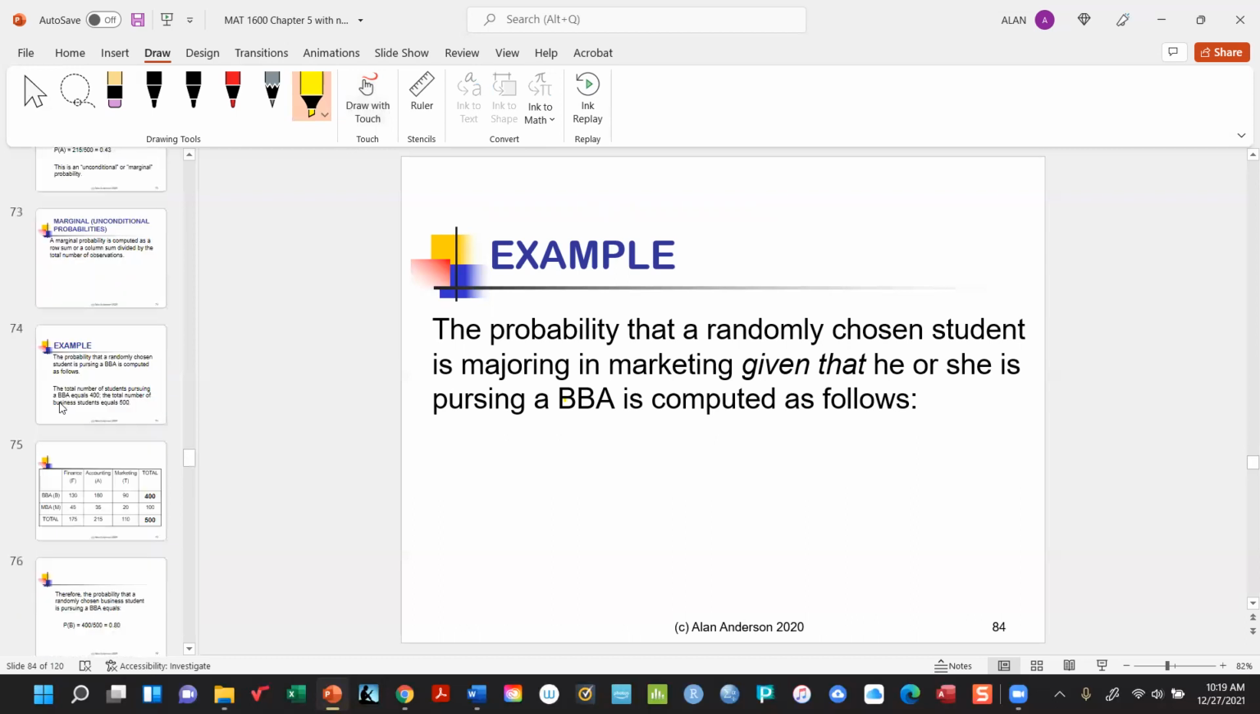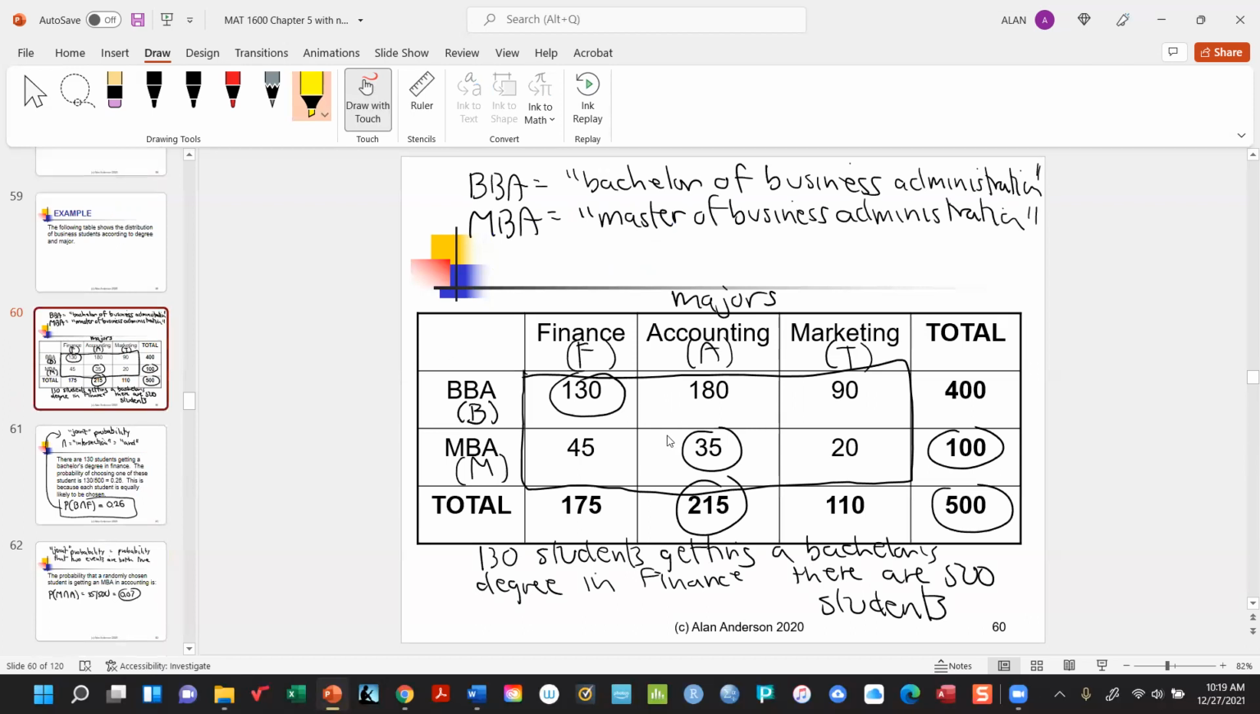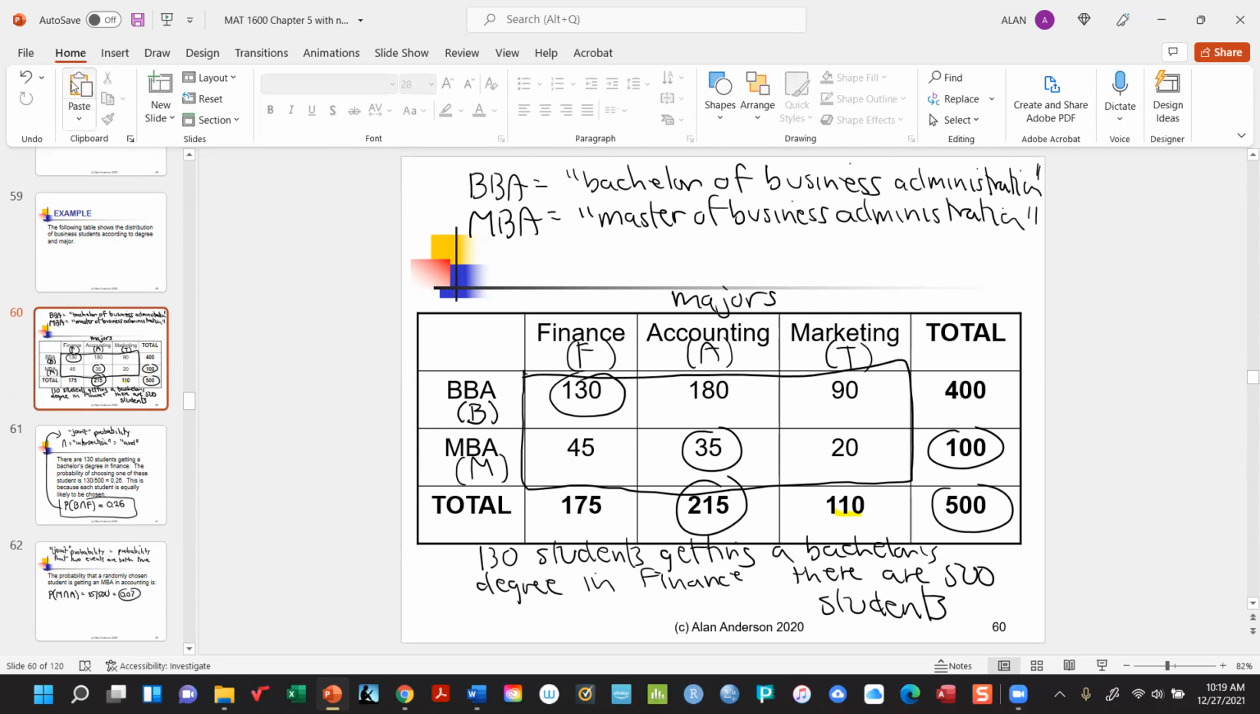Because if we come up here to the original table, if I am picking somebody at random from the entire business school, the probability that they're studying marketing is 110 out of 500. But now I've been told that I'm not looking at the whole business school. I'm only considering the bachelor's students. So all of a sudden, I'm asking, what's the probability of choosing one of these students out of 400? In other words, since I'm only looking at bachelor's students, 90 of which are majoring in marketing, it must be true that this probability is 90 out of 400.